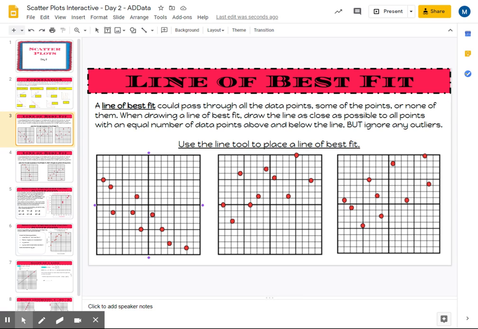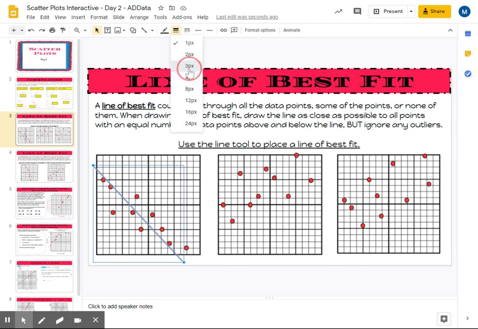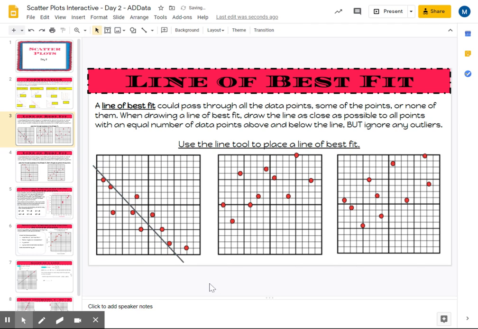And once you get the line on the paper, you can move it around, but I'll just start it here and draw it this way. I'm going to make mine just a little bit heavier. If you want to do the same, go up top and hit line weights. I'm just going to make it 3. All right, and then I'm going to click off of it.